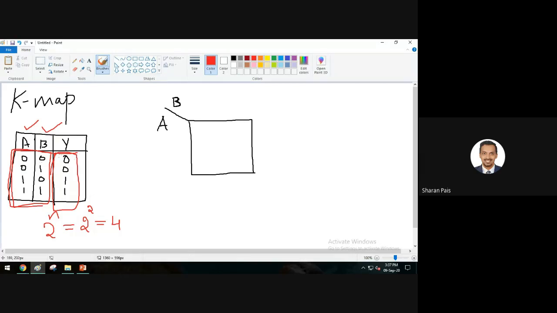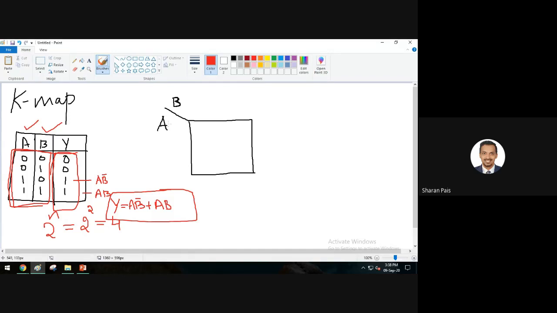Now this output gives me an equation. What is the first term? A B bar. The second term of the equation is AB. If I write it directly, Y is equal to AB bar plus AB. I'm just writing the equation, not simplifying. If you want to simplify, one of the solutions is using the K-map.